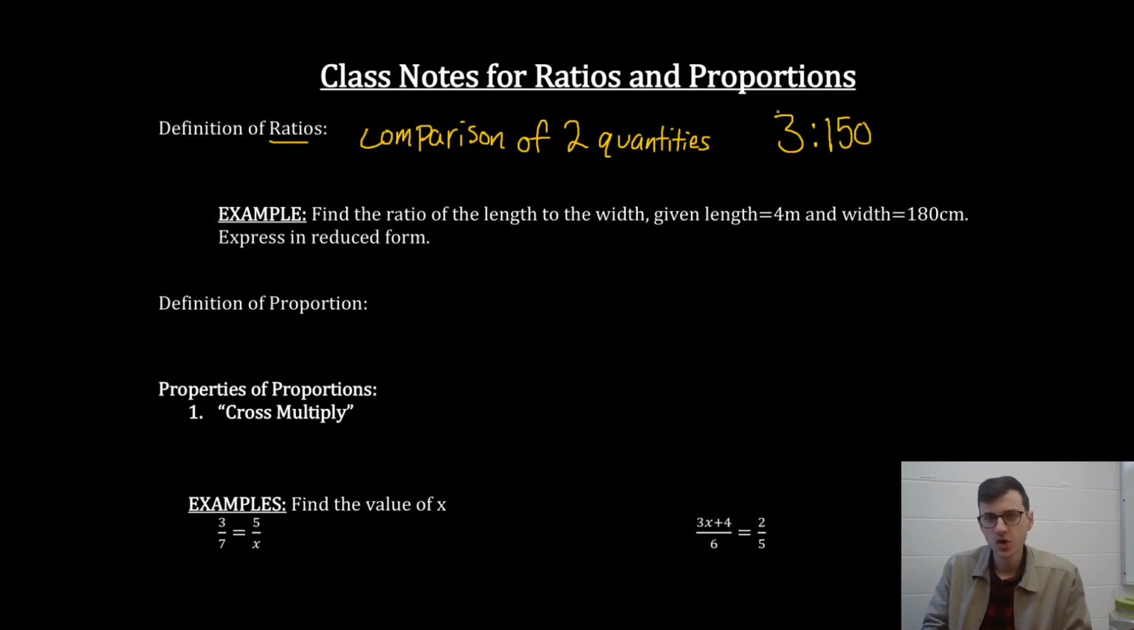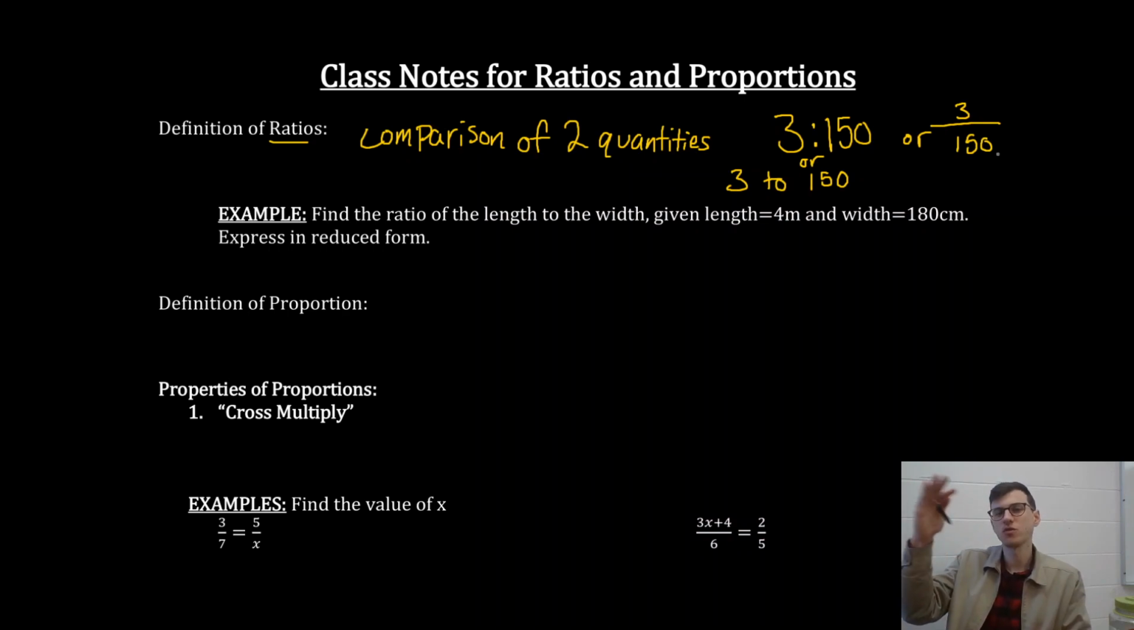So the ratio of geometry teachers to geometry students is 3 to 150. You could write it like that, or you could write it like this, 3 over 150, because there's 3 geometry teachers for every 150 students. So there's multiple ways to write a ratio.